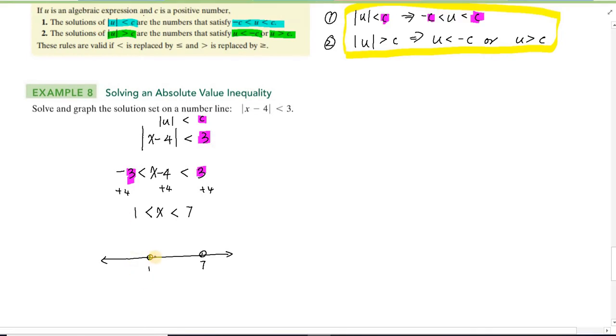Let's use a red color here. That's our solution. I'm going to write it down in interval notation. We're always going to start from the left. We start at 1 and end at 7. Since we're dealing with greater than, there's no equal in there, so this is a parenthesis, and 7 is also a parenthesis. That is my final answer. Okay, that's Example 8.